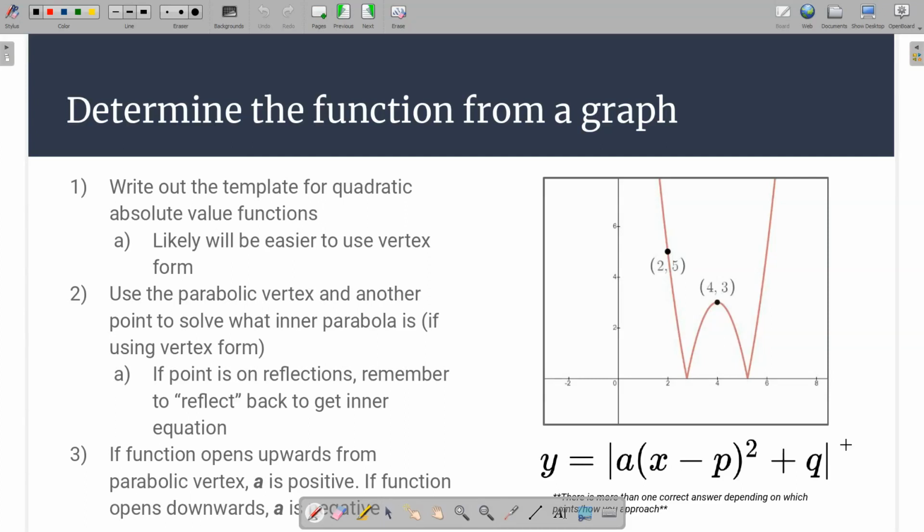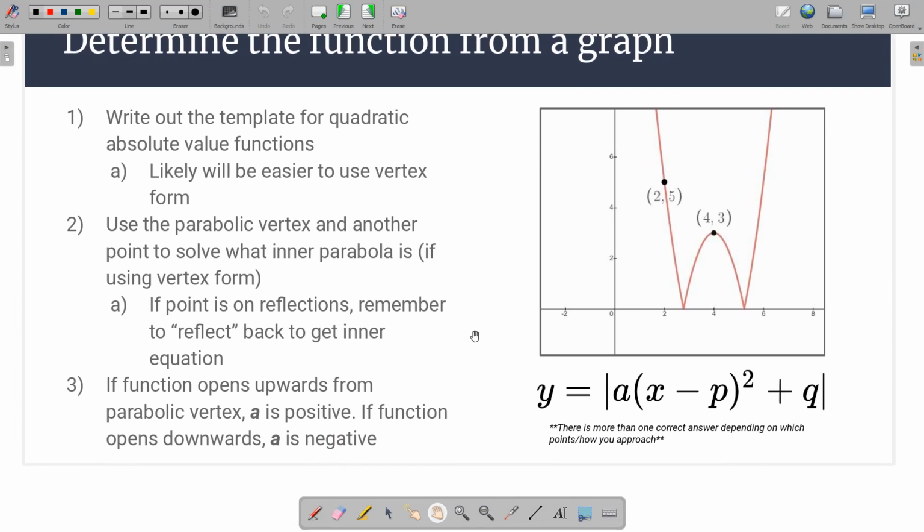Everyone, in this video, we're going to be looking at how to take an absolute value quadratic graph and find the function that models it. As always, there are a few different ways to complete this task. Sometimes it's very dependent on the information you're given. Most often, as long as we know the vertex, it's much easier to work in vertex form and solve the quadratic like we normally would, and then look to see how it's been absolute valued.